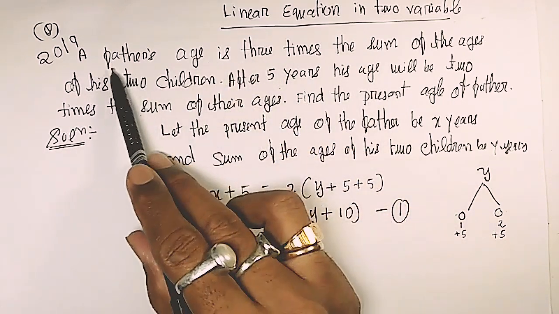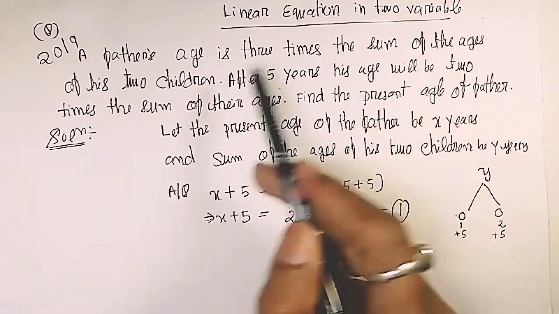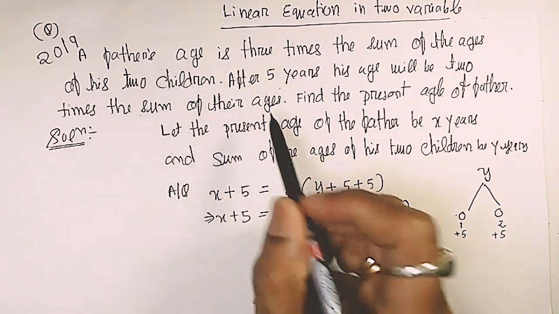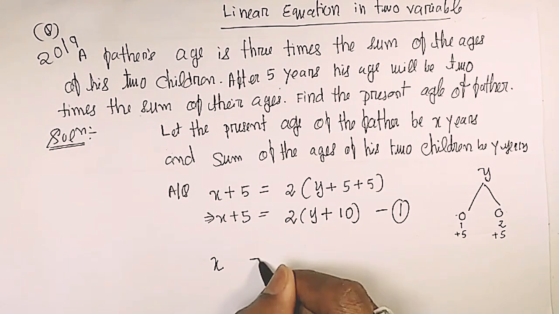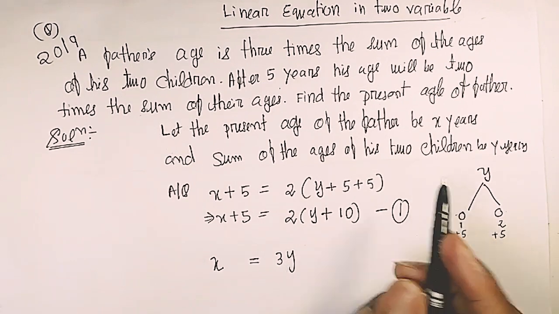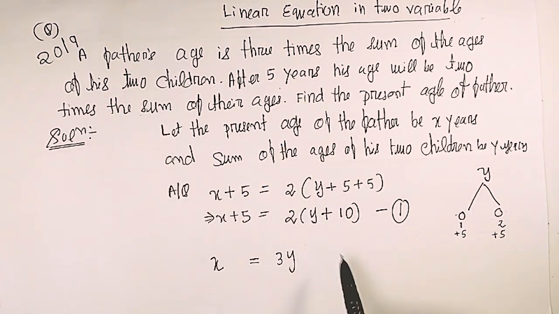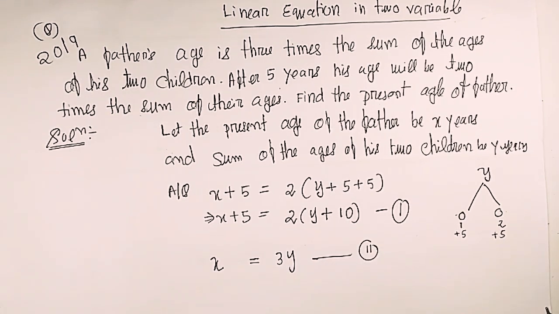And in the initial line, it is given that father's age is 3 times the sum of the ages of his 2 children. That means x, the father's age, equals 3 times the sum of the ages of his 2 sons. That means x equals 3y. Call it equation 2.